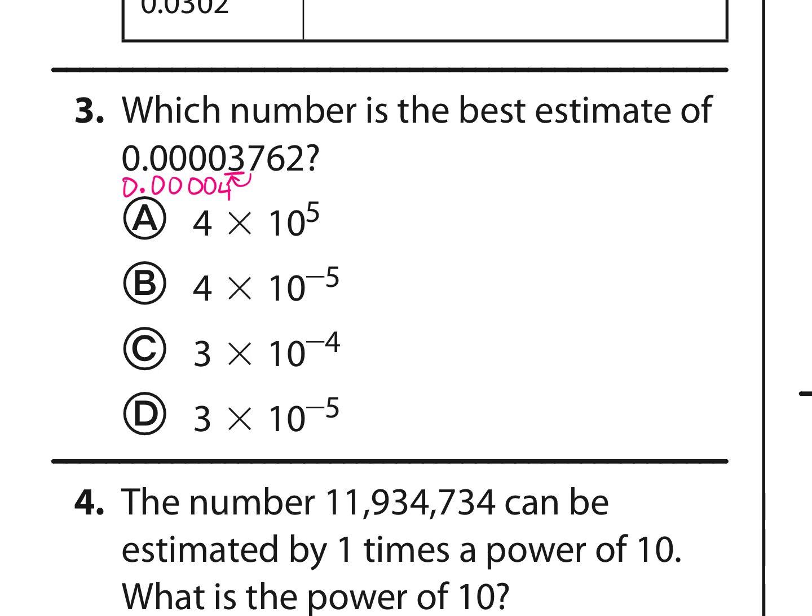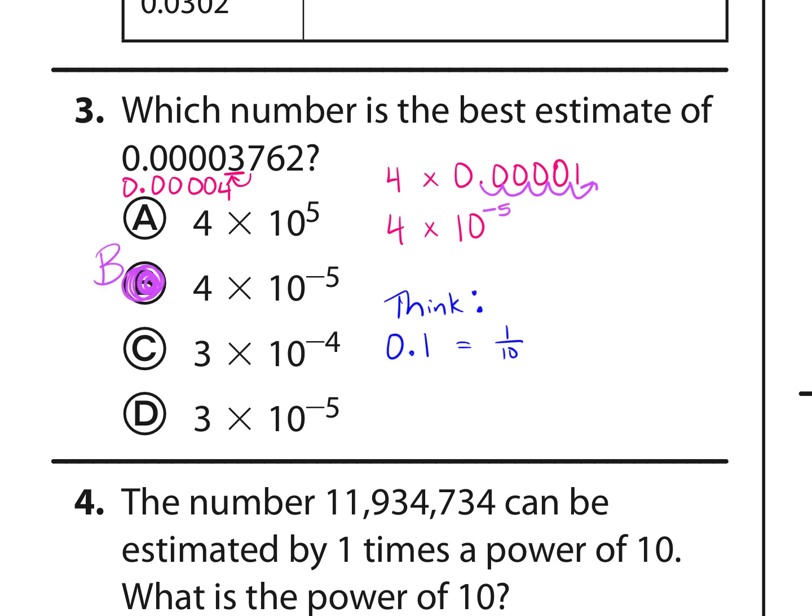Now we're going to write it in this form to represent that this is a very small number. And I could write it as 4 times 0.00001, and that is a power of 10. It's actually going to have a negative exponent, and I could just count my number of decimal places that this moves. 1, 2, 3, 4, 5 places. So this is to the negative 5th power. And that is answer choice B.